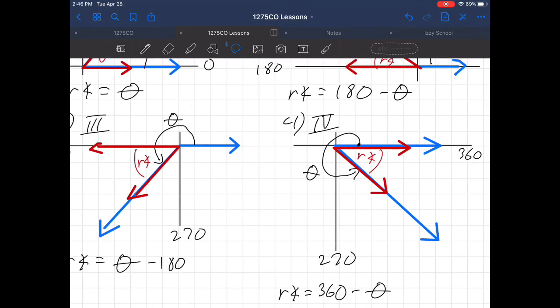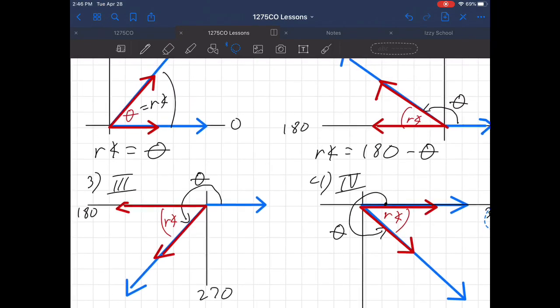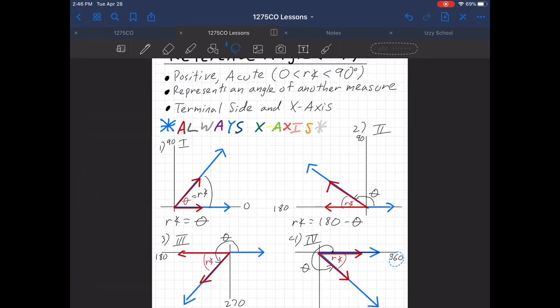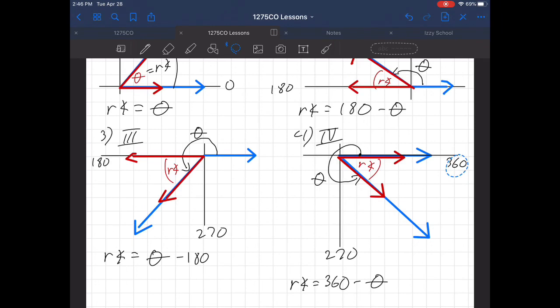Quadrant number 4 means that the terminal side went past 90, past 180, all past 270, ended up down here somewhere before 360 degrees. So let's look at this. We have a terminal side again over here in blue. The red is going to sit on top of that. And the red over here is the closest x-axis. That is the positive x-axis.